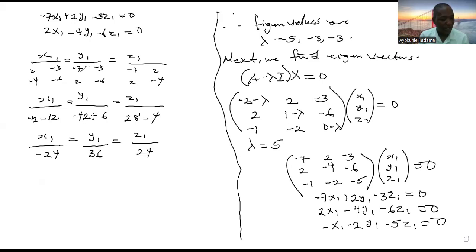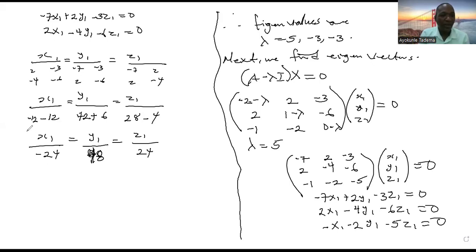Let me check this again. This one multiplied by x is, oh, it's positive. Sorry, this should be positive. Meaning this place is going to be this one times this, 42, plus 6. That is 48.